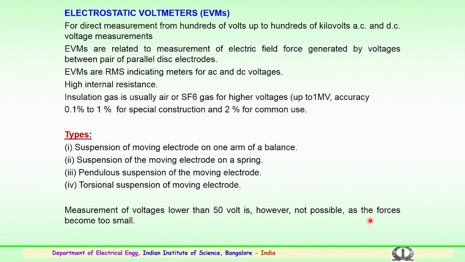The second is a suspension of the moving electrode on a spring. The third is a pendulous suspension of the moving electrode, and the fourth is a torsional suspension of the moving electrode. Measurement of voltages lower than 50 volts is very difficult, it is not possible, as the forces become too small and the values for less than 50 volts will be very difficult to measure with the help of electrostatic voltmeters.